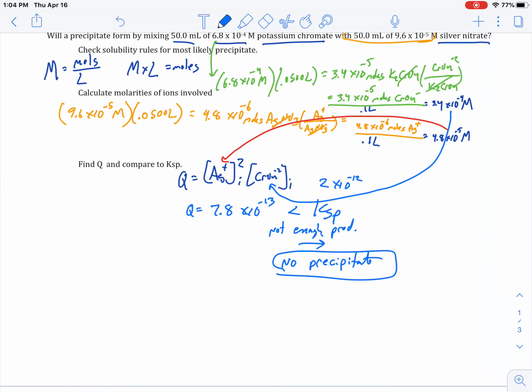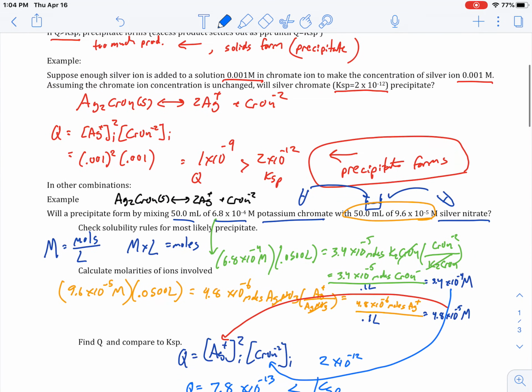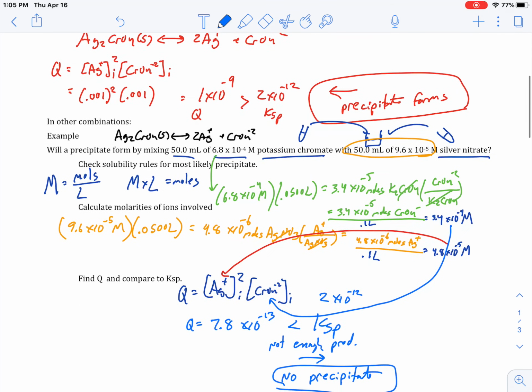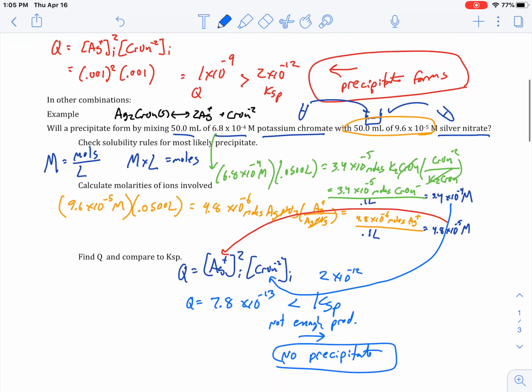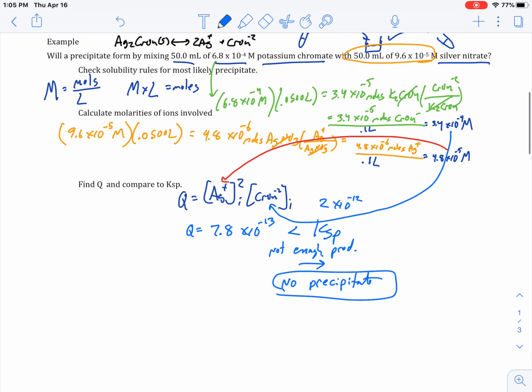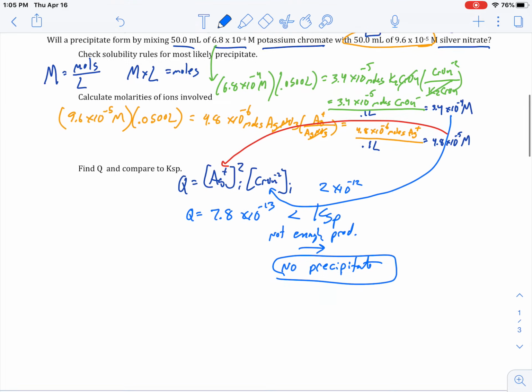Okay. So what did we do here? We wrote the equation. We solved for the moles of each of the reactants, and then we divided by the total volume to find the molarity of each reactant. And then we plugged them into Q, came up with a number, and then we compared that Q number to K. That told us which direction this reaction was going to shift, and because it shifted to the right, we do not see solids form. No precipitate.